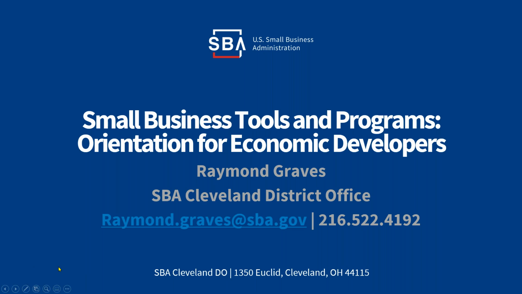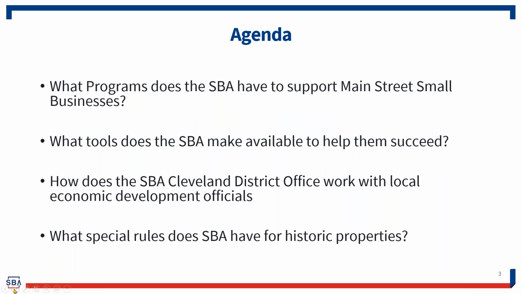So with that, I'm going to get started, and we'll run through about 10 slides or so. My agenda today: what programs does the SBA have to support Main Street small businesses? What tools does the SBA make available to help these small businesses succeed? How does SBA Cleveland, and probably SBA Columbus as well, work with local economic development officials? And finally, I wanted to conclude with a page or so, very briefly talking about SBA's special rules for historic properties, which I know many of the folks in this group would have a part of. So let's take a look.